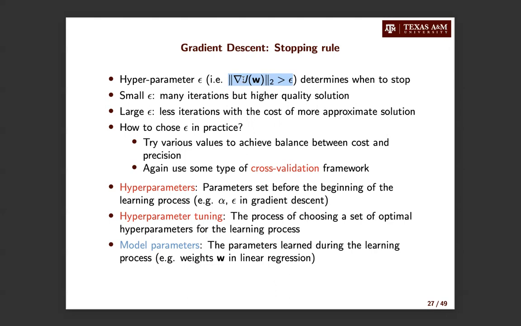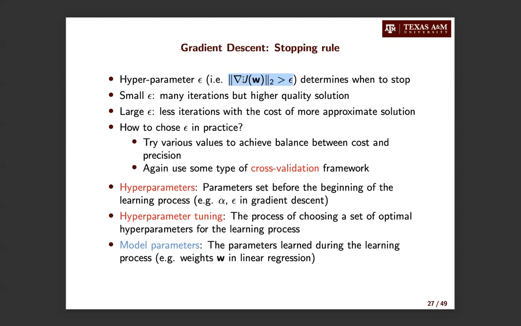We understand that the model parameters are the parameters that are being learned during the learning process, and this refers to the weights, for example, of our model in the linear regression algorithm. However, the hyperparameters are set before the beginning of our experiment, before the beginning of our learning process, and are usually tuned via a development set or via cross-validation. In the case that we have discussed right now, the hyperparameters can be the learning rate alpha and the stopping rule epsilon of the gradient descent.